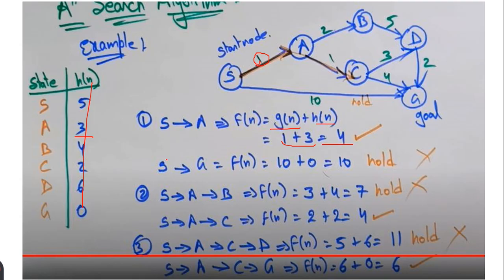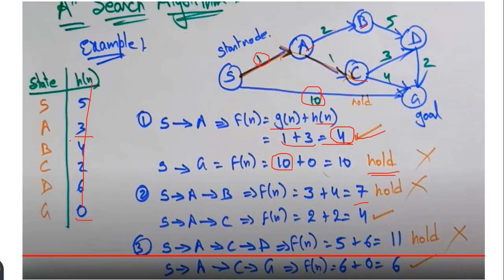Here you can see the g is 10 and h is 0 for G. So 10 plus 0 is equal to 10. Okay, so here the minimum value is 4, so I have to choose this path and hold these values here. Next I am moving from S to A. From A we can go to B as well as C. So we have to calculate the values.